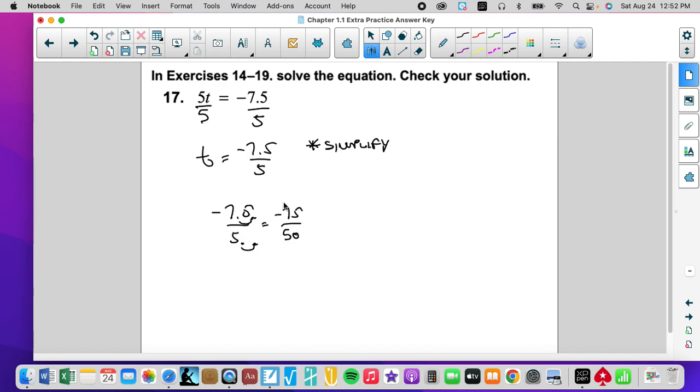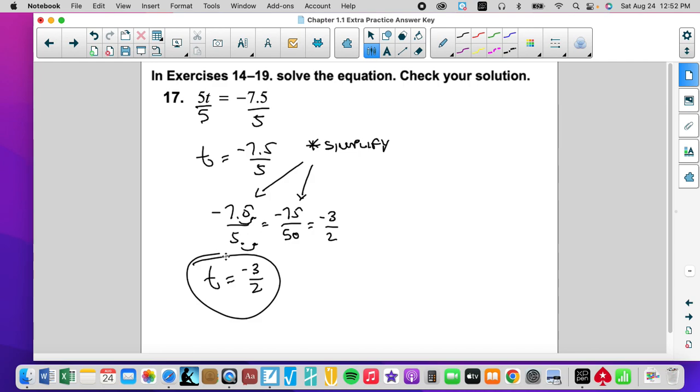Now I still have to simplify. This can be simplified because 5 goes into both of these numbers. So 5, or 25, make it even easier. I can reduce this by 25. That's negative 3 and 2. So 25 goes into negative 75 negative 3 times. 25 goes into 50 2 times. And that fraction is reduced. So negative 3 halves is the answer that I would come up with.